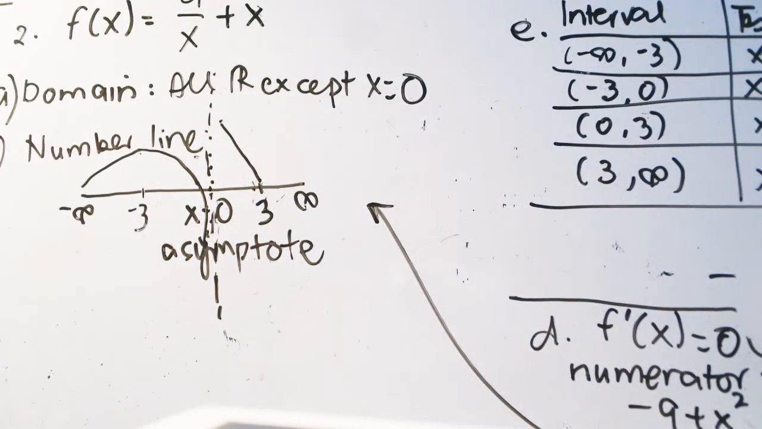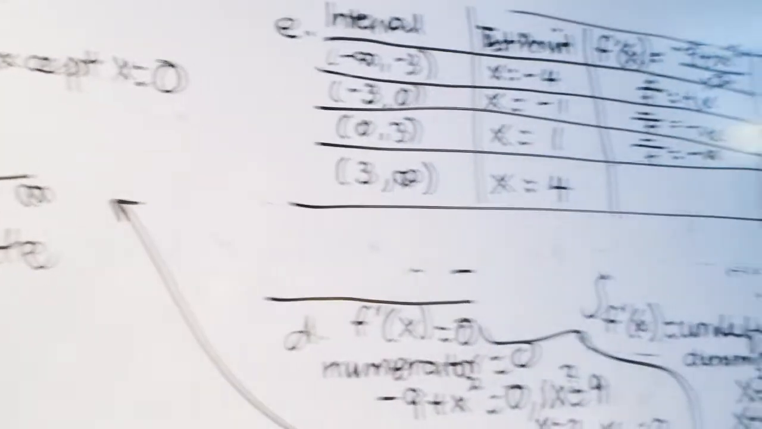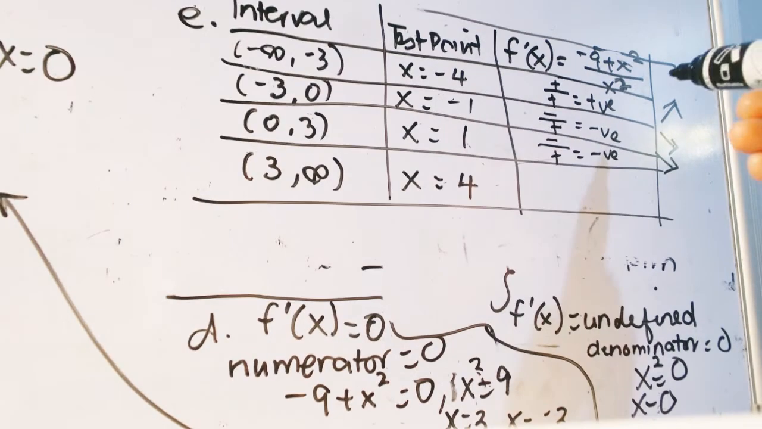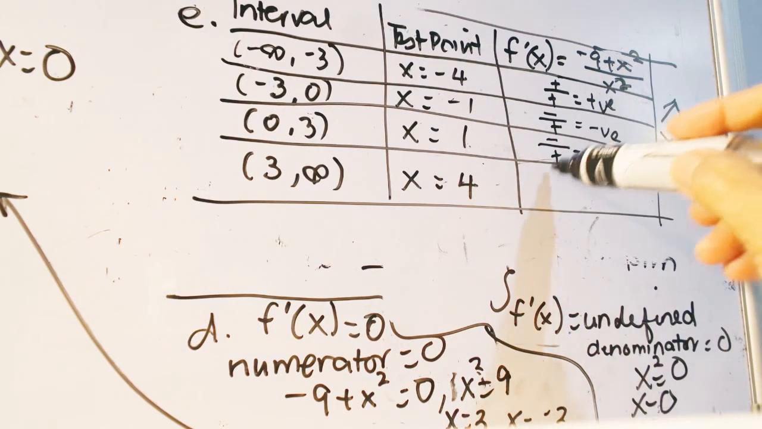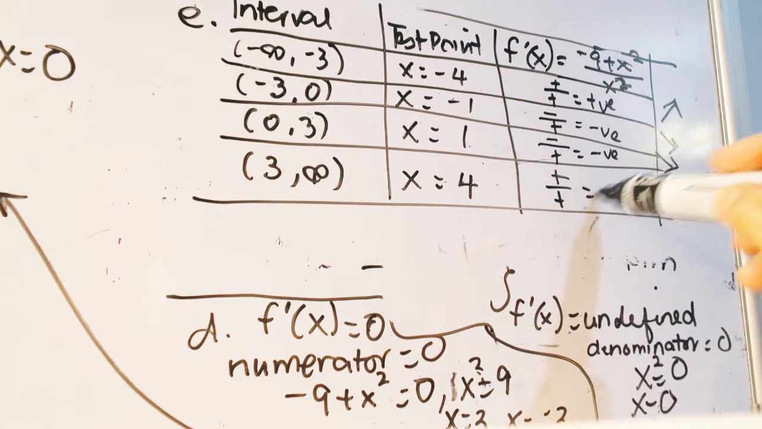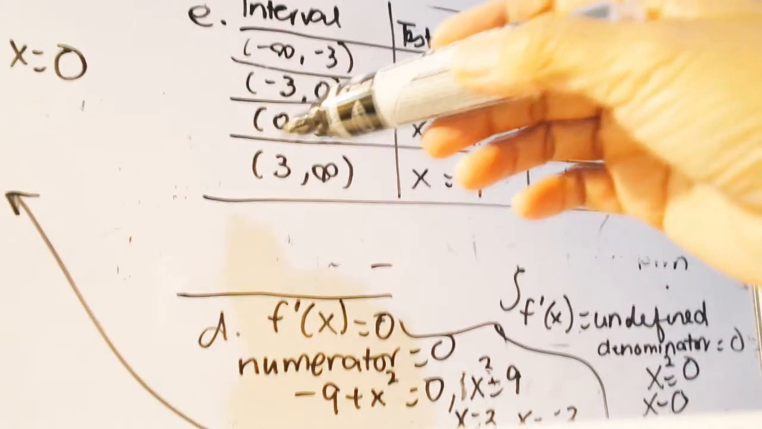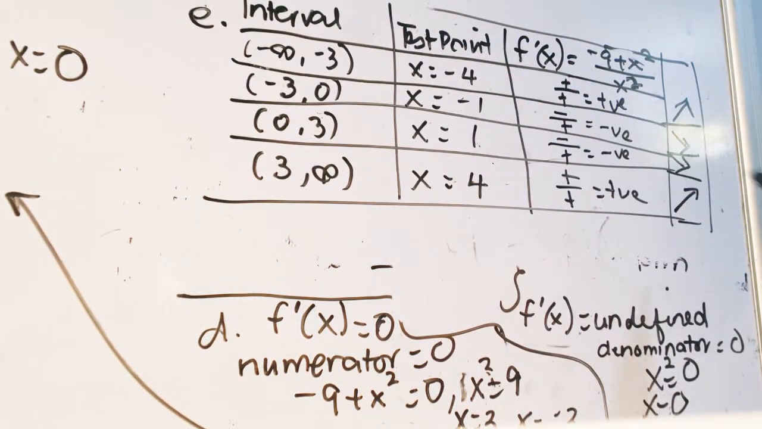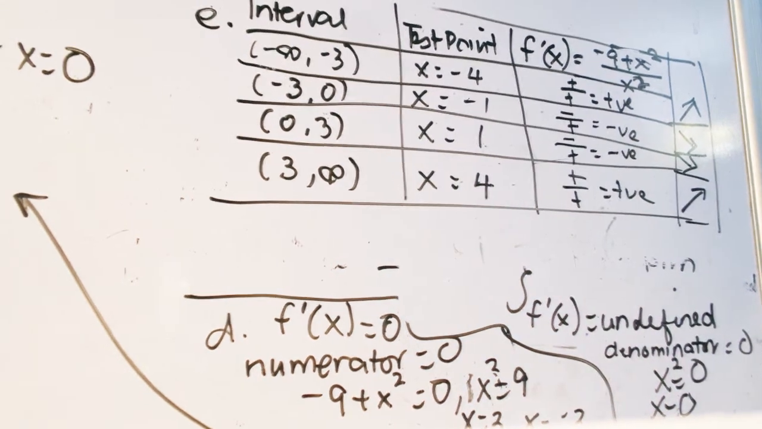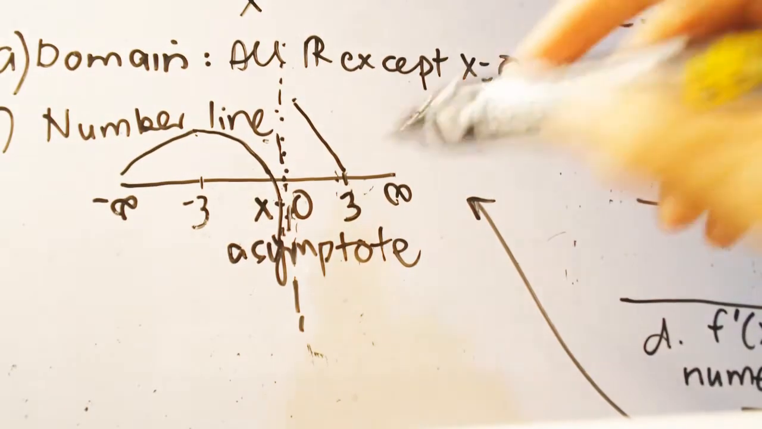3 to infinity, we have test point 4. So minus 9 plus 16, 4 squared is 16, minus 9 plus 16 is positive. So we have positive here and positive here, so positive and positive is positive. Tells us that the function is going up. So going up from where to where? From 3 to infinity, the function is going up. So you go to the number line, 3 to infinity goes up.